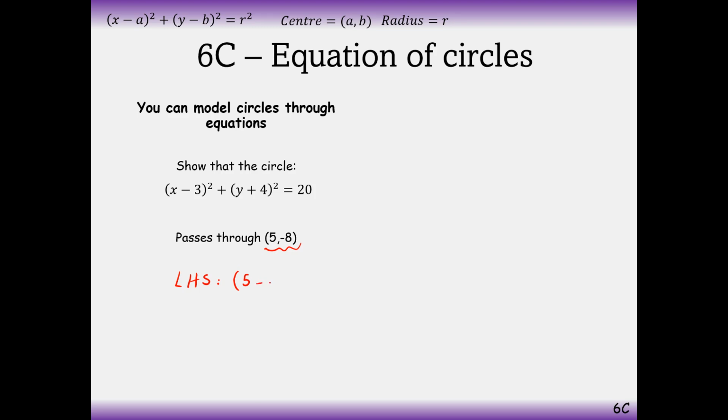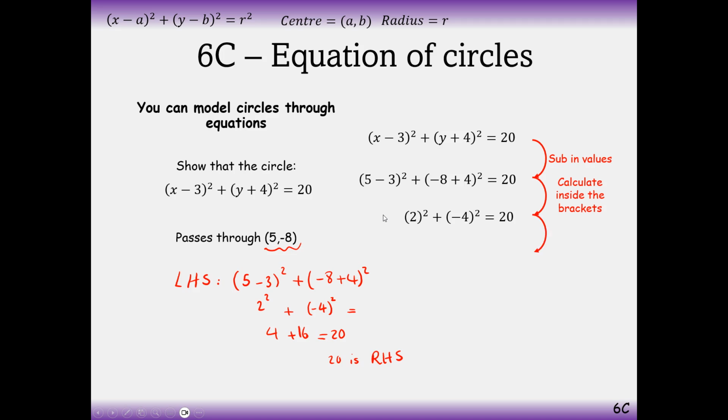So (5 minus 3) squared plus (-8 plus 4) squared, and we're going to calculate it. 2 squared here plus (-4) squared. Minus 4 squared is the same as positive 4 squared. So that's 4 plus 16, which is 20. Now here you write 20 is the right hand side of the equation. Therefore, it satisfies the equation, and we've proved that it is on the circle.